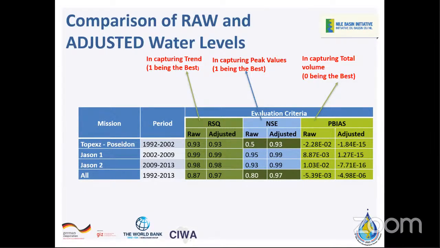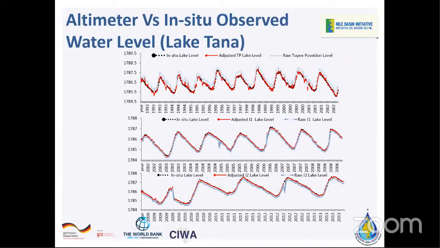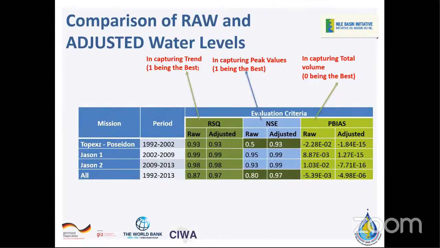So in capturing the trend, the adjustment didn't improve that much, but in capturing the peaks, as can be seen in the elevation plots, the bias adjustment has made some improvements. The trend, or the seasonal change, has been captured in a very good way by the missions.